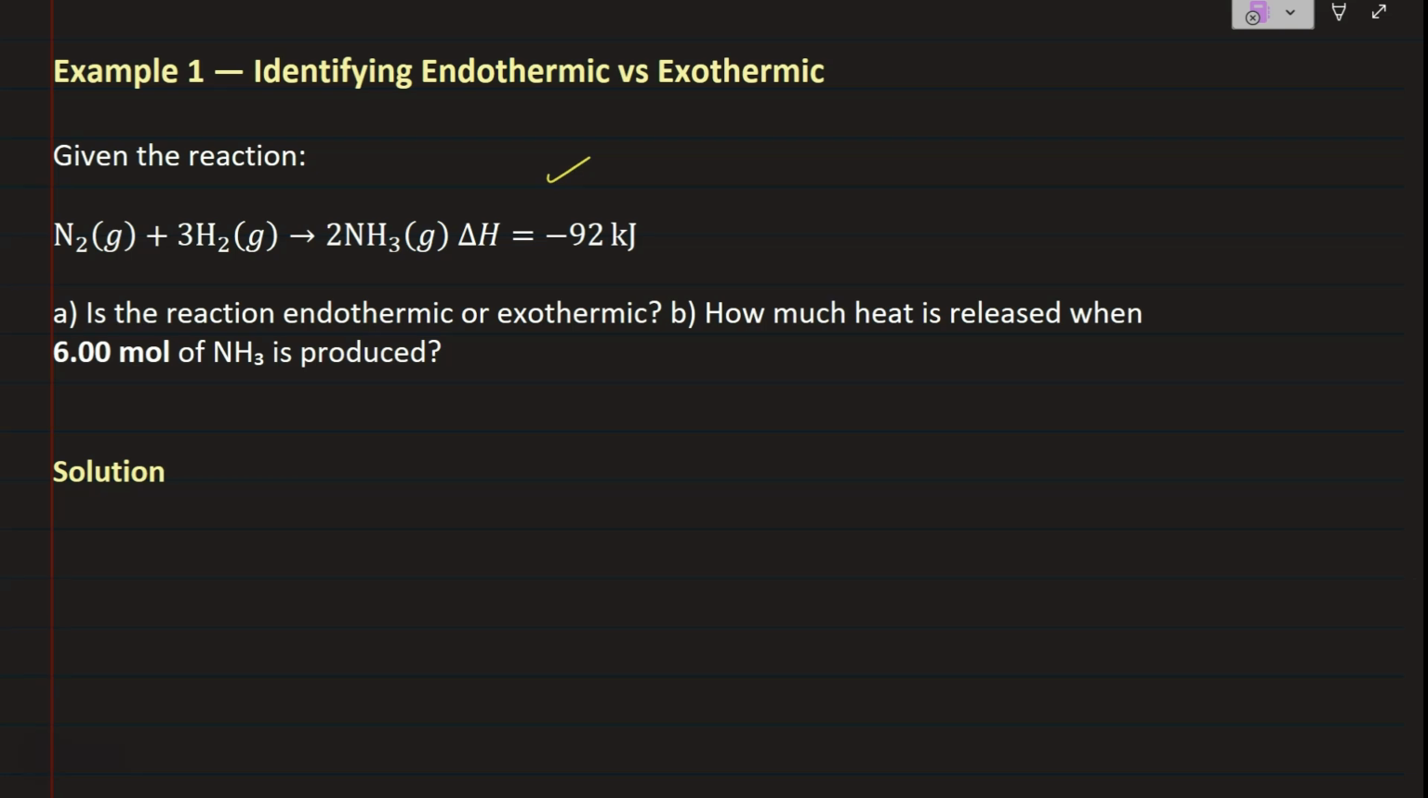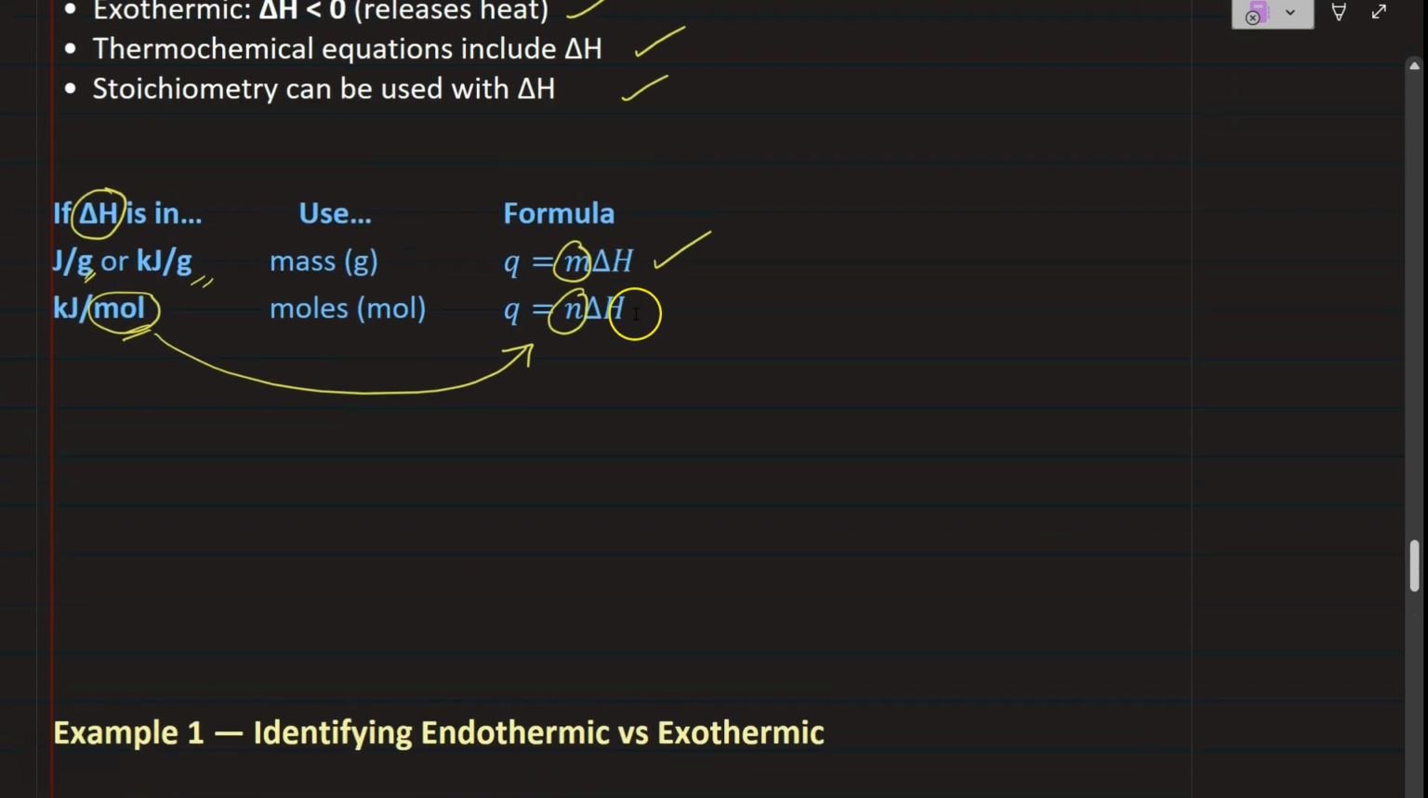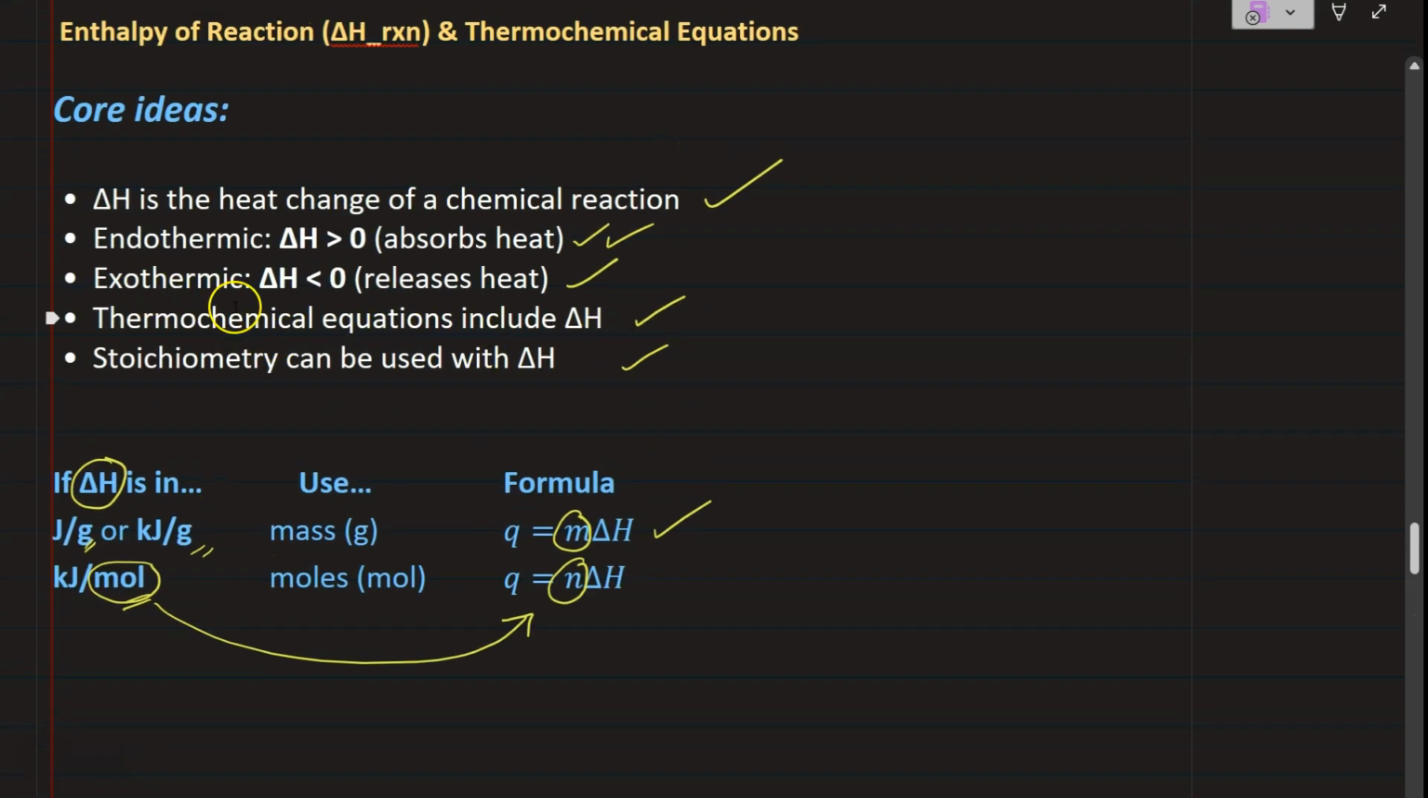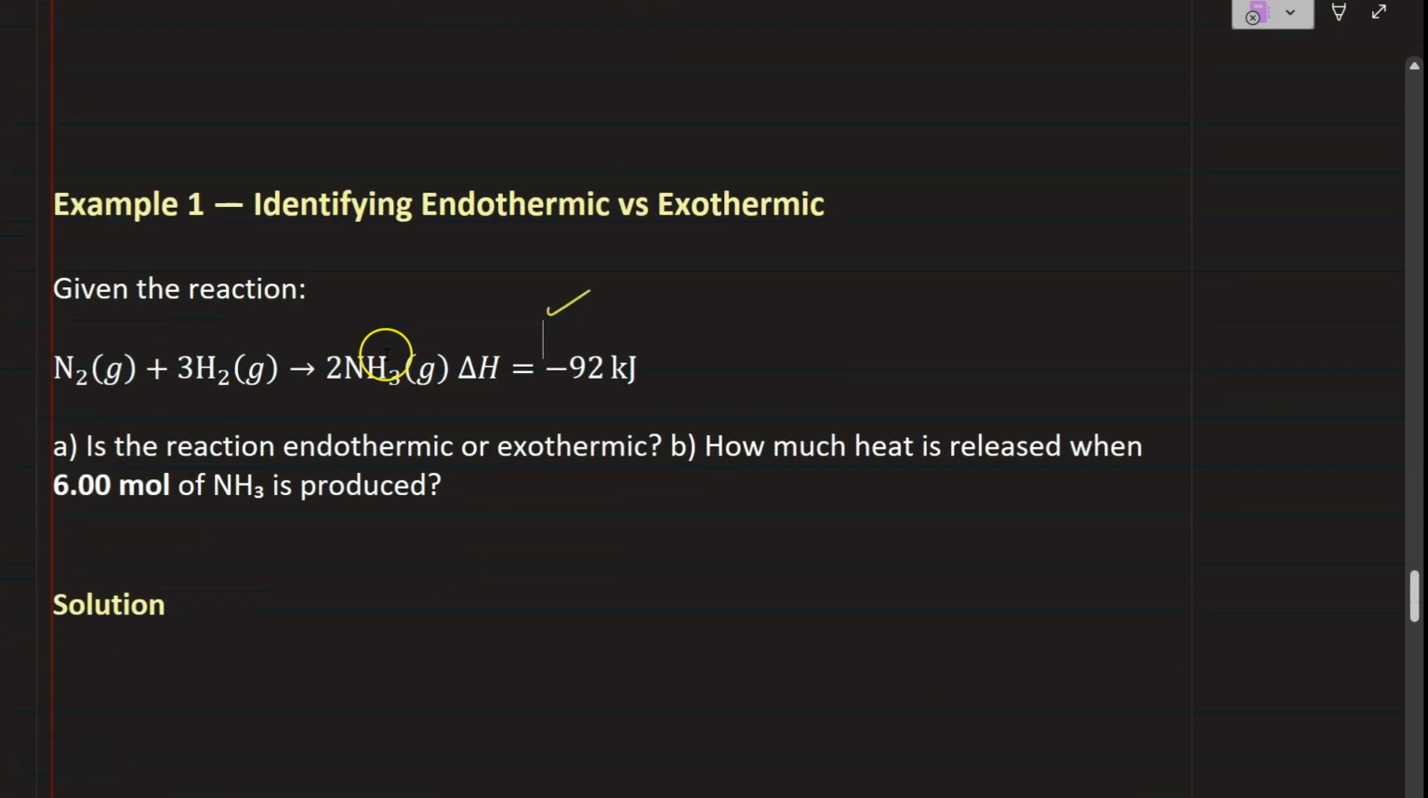Now, remember the rule. If delta H is negative, that means it's releasing energy. So you go back to the rule again right here. Exothermic reaction, delta H is less than 0, that means it releases heat. So if it's less than 0, which it is, this is negative 92 kilojoules, that tells you that it gives off energy. That means this is an exothermic reaction. So that's the answer to part A.